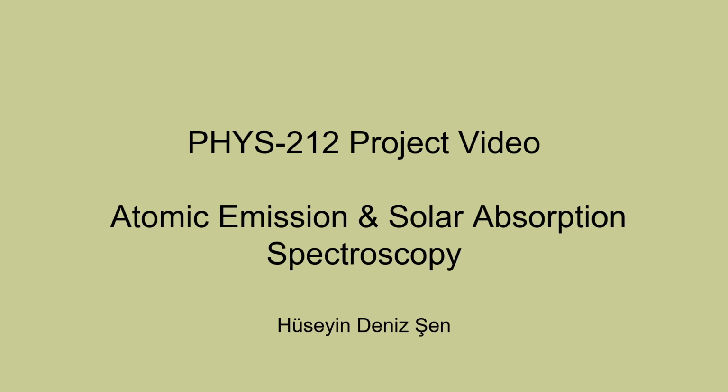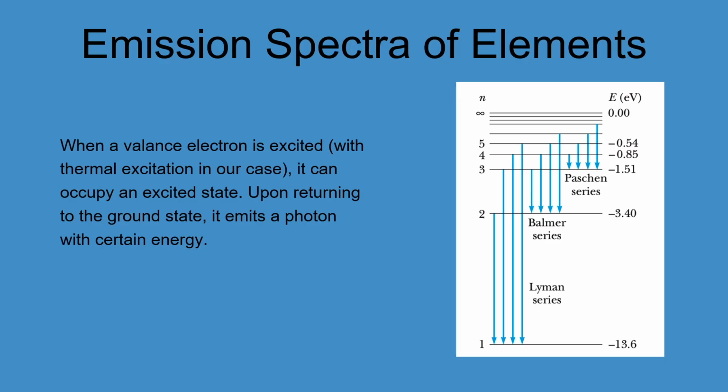Our project was about atomic emission and solar absorption spectroscopy. So let's start with the first part. In an atom, when you excite an electron, it can jump to a higher energy level state, and when returning to the ground state, it emits a photon with a certain energy. The solution of the Schrödinger equation tells us about this energy, and for example, this figure right here shows the possible emissions for the hydrogen atom, which has one proton and one electron.